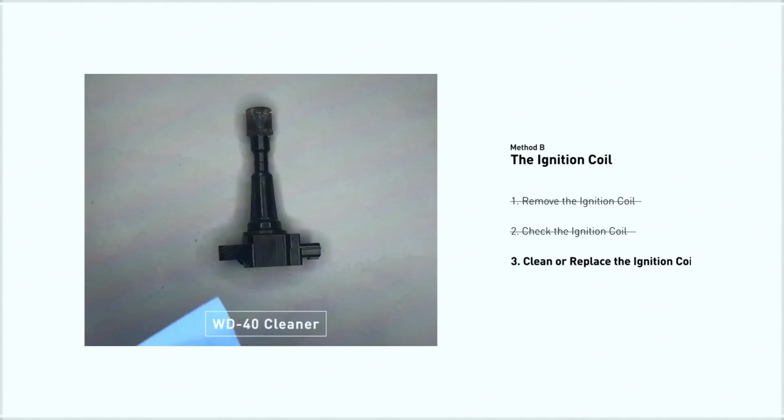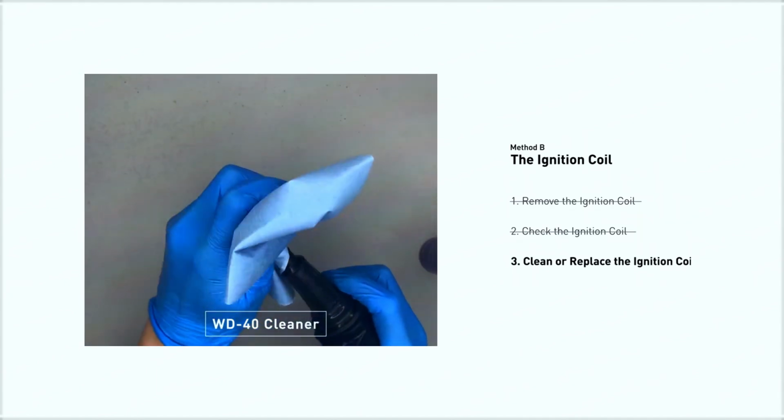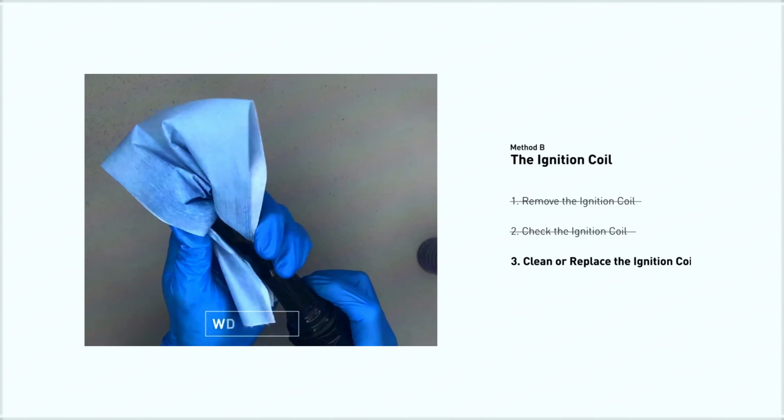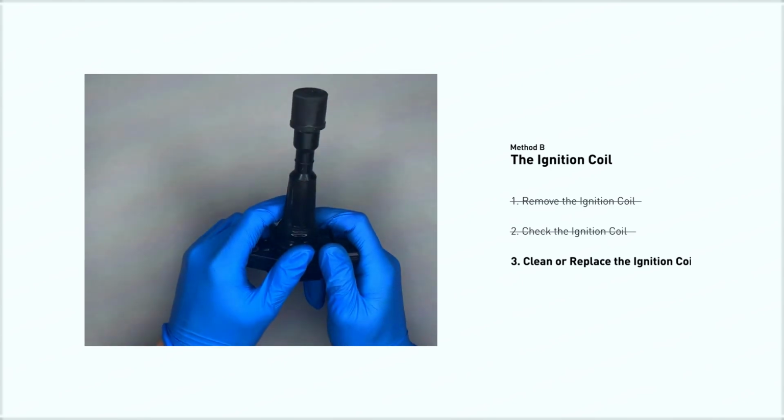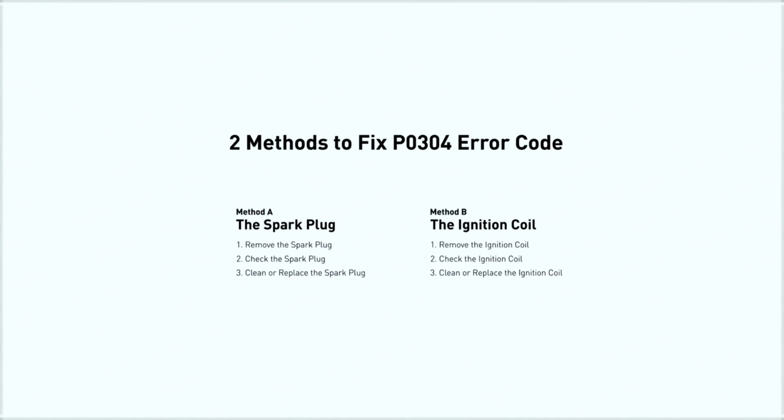If the ignition coil is covered with engine oil or stains, simply clean it with a WD-40 cleaner. Otherwise, replace the damaged ignition coil with a new one. So here are two of the most practical solutions to fix the P0304 error code.